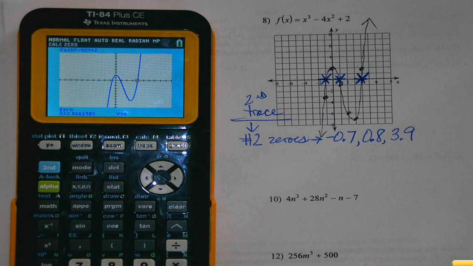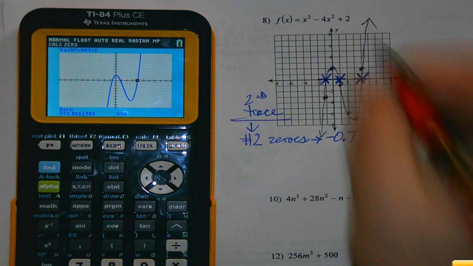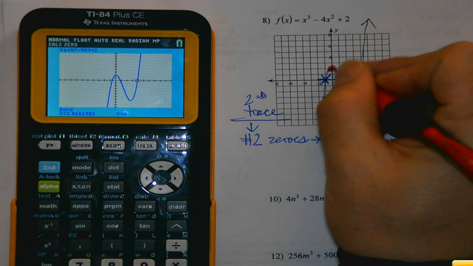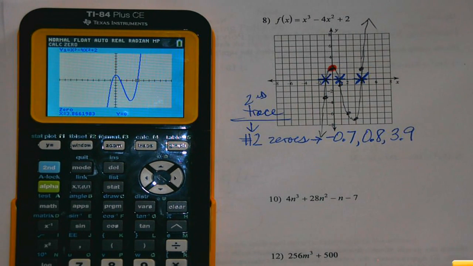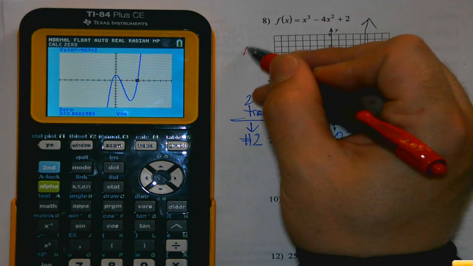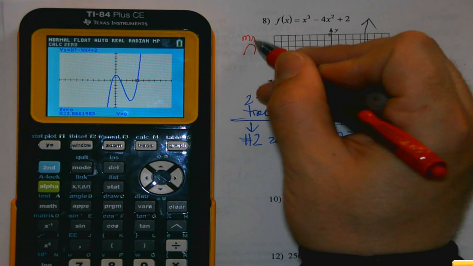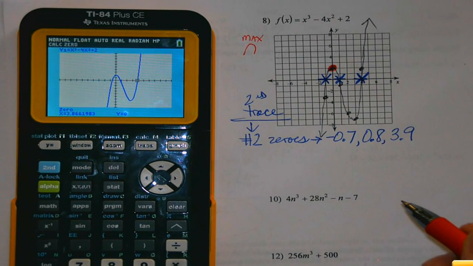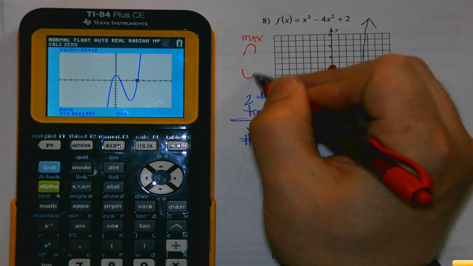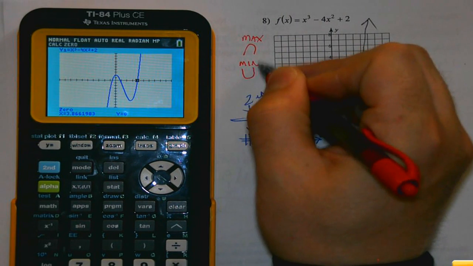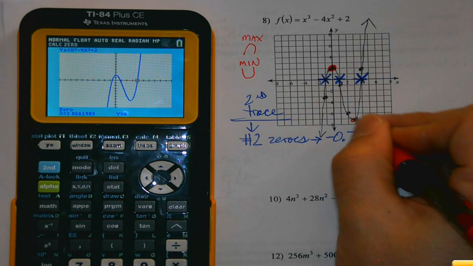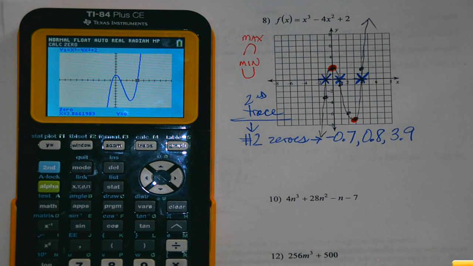Okay, so I'm also asked to find the minimum and maximum values. So for this particular one, I see a maximum up here at the top, because again, when you have a hill or something that looks like a hill, that's where you're going to find your maximum. When you have something that looks like a valley or a U, that's where your minimums are going to be. So it looks like I've got one of each of those on this one. Okay, so how do I find those?